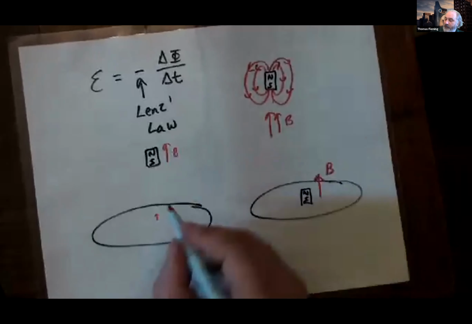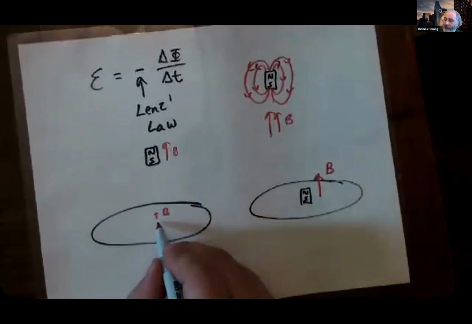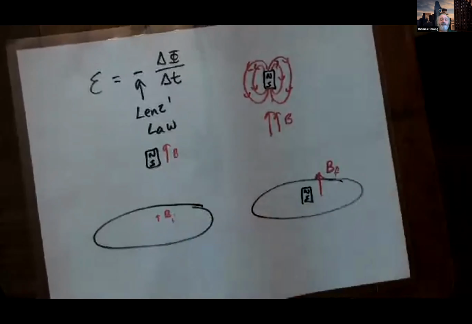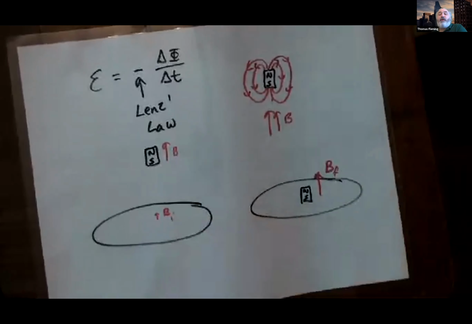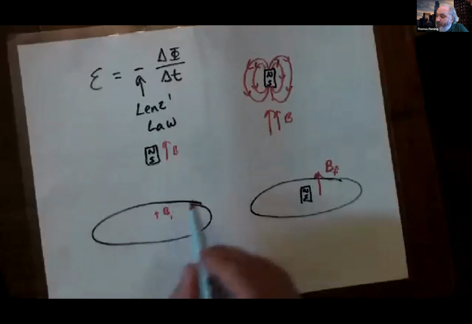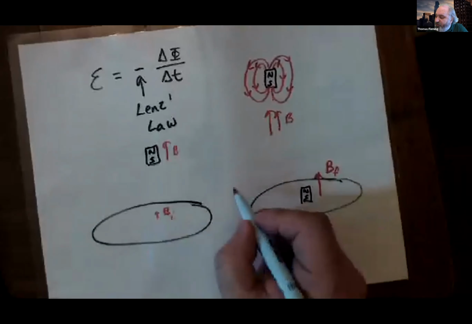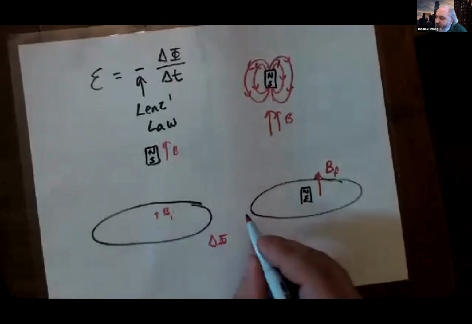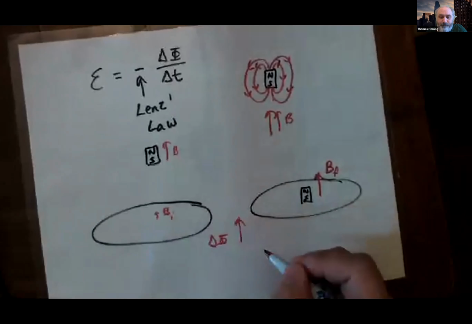So I went from having a tiny little B initial to a much larger B final. We would say that there is a change in the flux from beginning to end. Now, what direction would that change be? Well, I went from up a little bit to up a lot. The change in my flux would be upward.